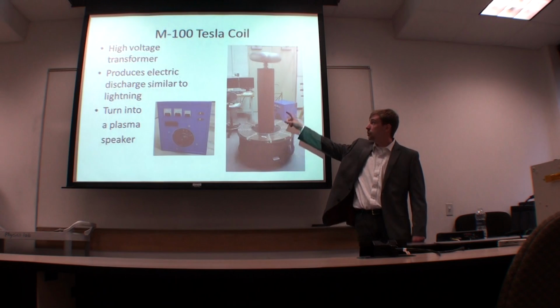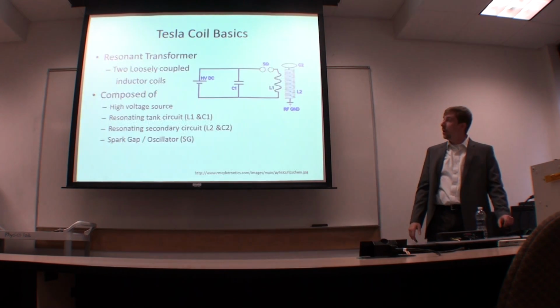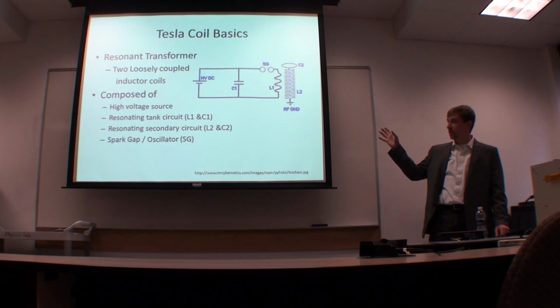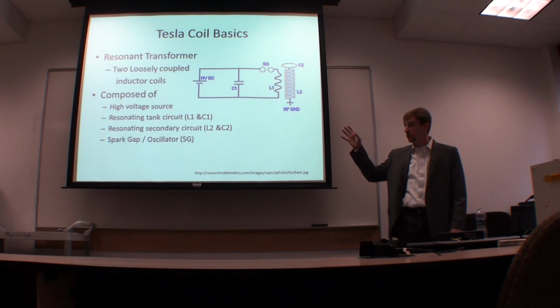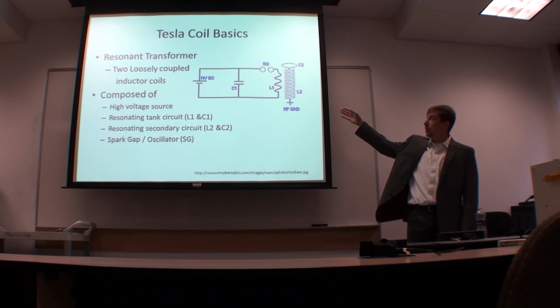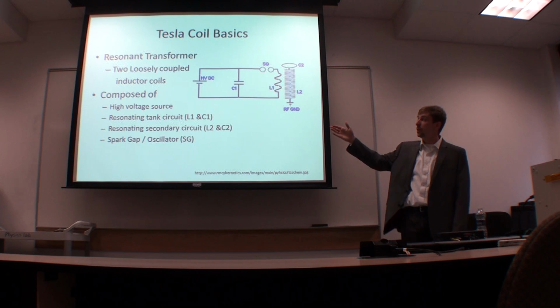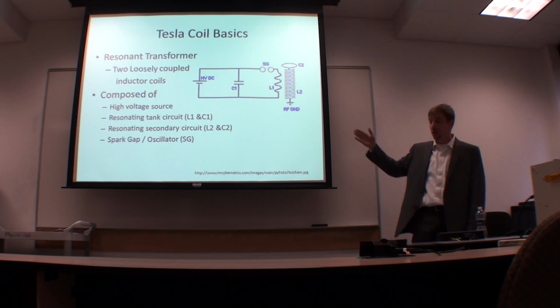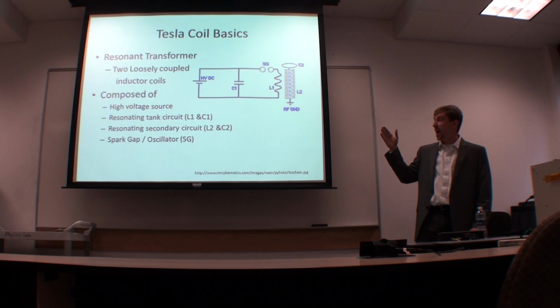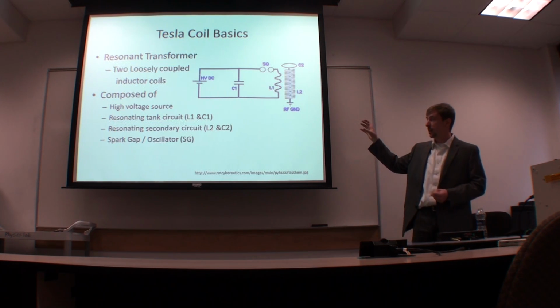L1 would be here, L2 would be this tall portion, and those are both coils. What happens, I'll tell you in the next slide, but there's also a high voltage DC power source. L2 and C2 form a resonating circuit, along with L1 and C1, which are a resonating tank circuit. These will be coupled together to transfer power from the primary to the secondary.